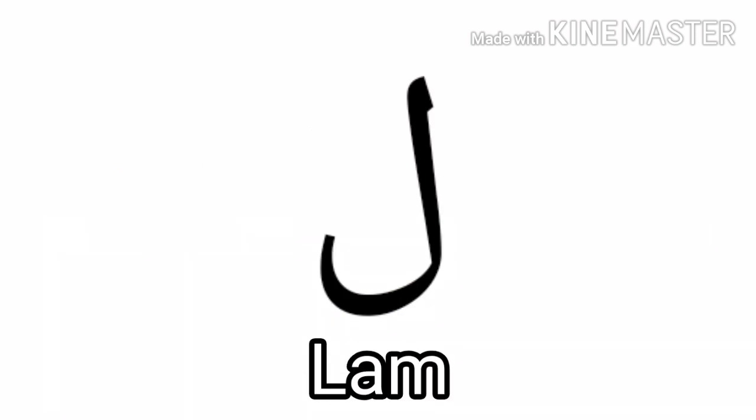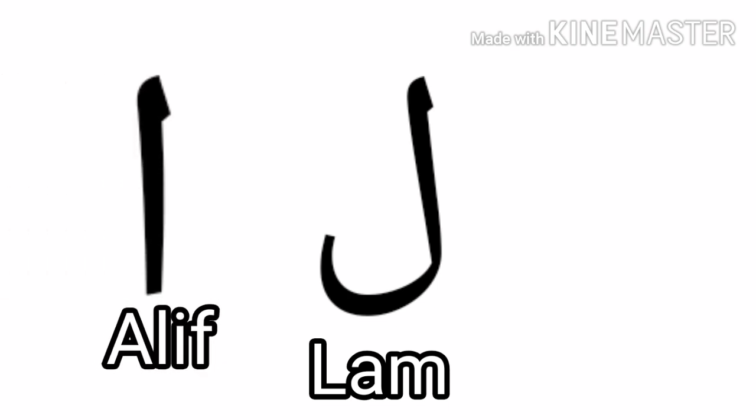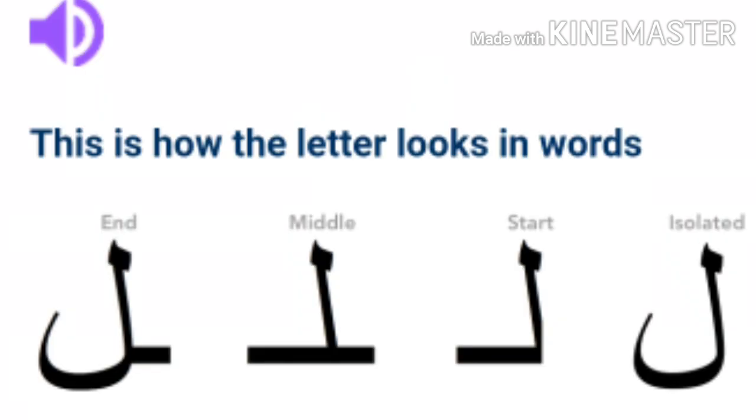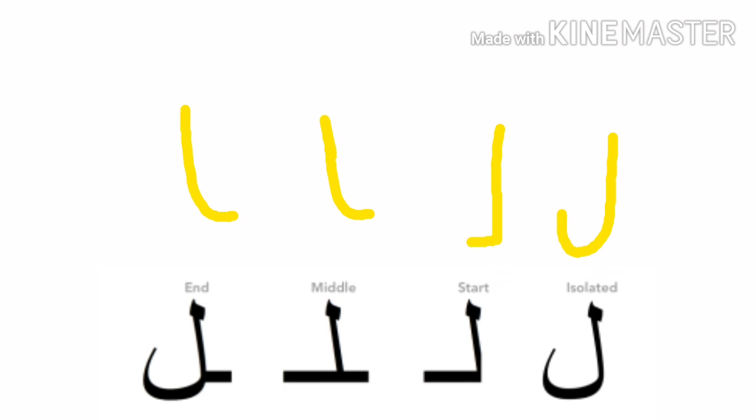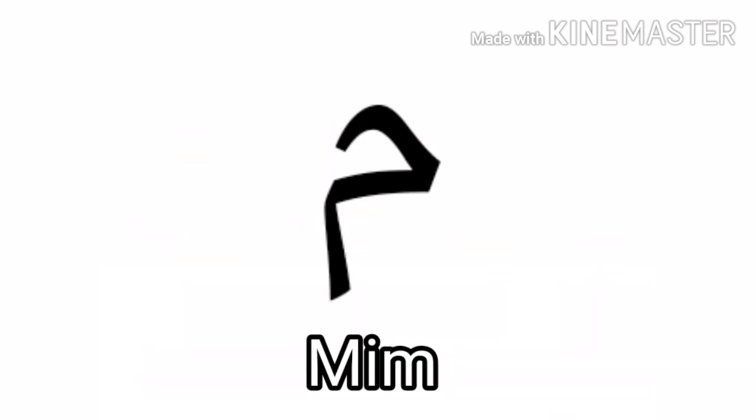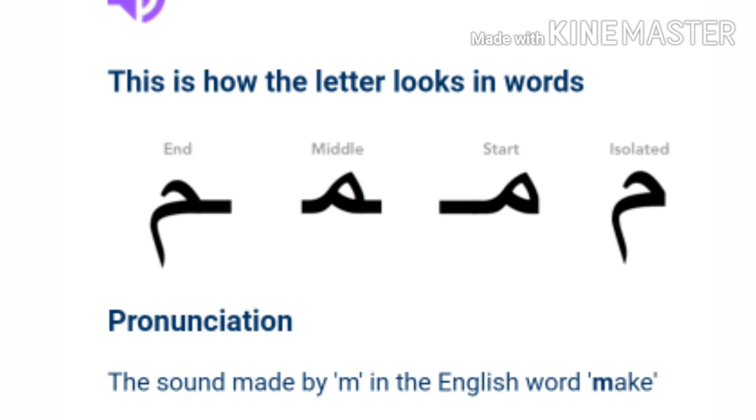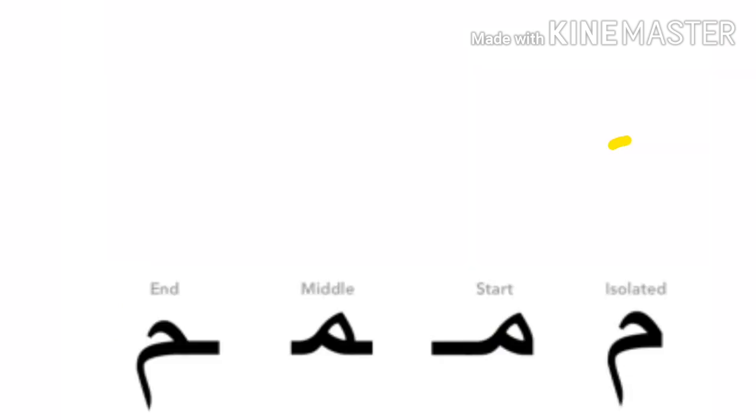Next is lam, which makes an L sound, and it is a line and a curve. And also, if you put an alif after a lam, it is not like this, but like this. So here's how to write them in all the forms. Next is meme, which makes the M sound, and it is a loop and a line heading down. So here's how to write them in all the forms.